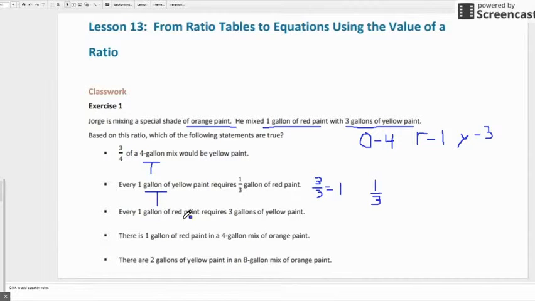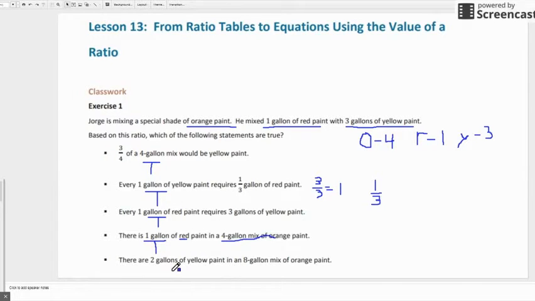Next, it says for 1 gallon of red paint requires 3 gallons of yellow paint. Well, that's right off the problem. 1 gallon of red paint, 3 gallons of yellow paint. Yep, that's true. Not a whole lot of math to be done there. The next one says there is 1 gallon of red paint for a 4 gallon mix of orange paint. Well, 1 gallon of red paint, 4 gallons of orange paint. Yep, that would be true. So far, all of them would be true.